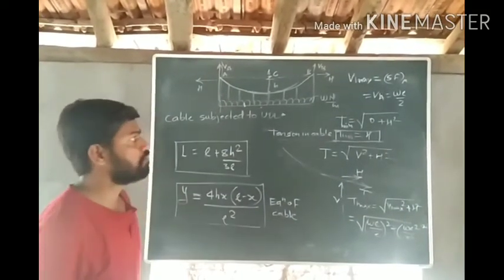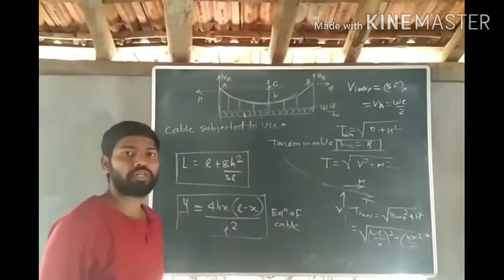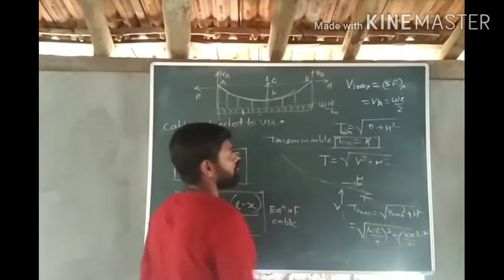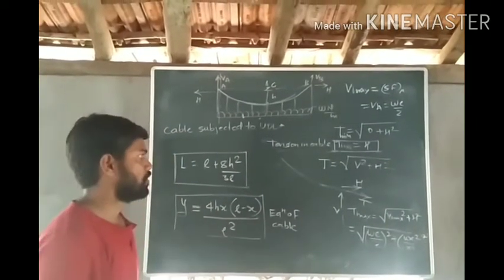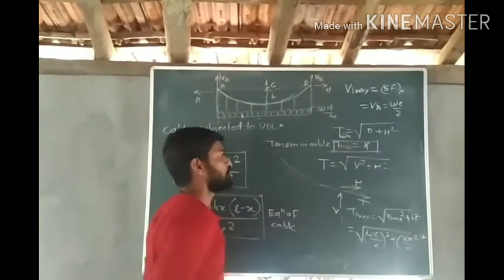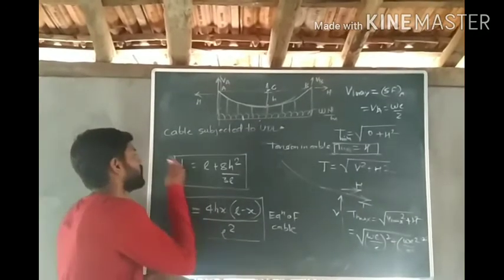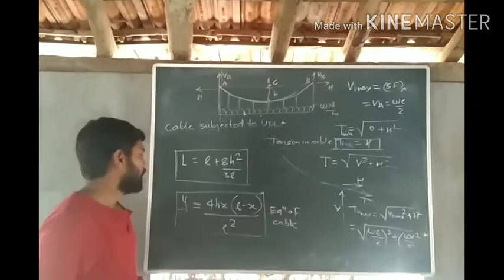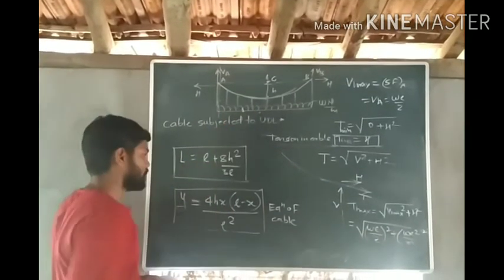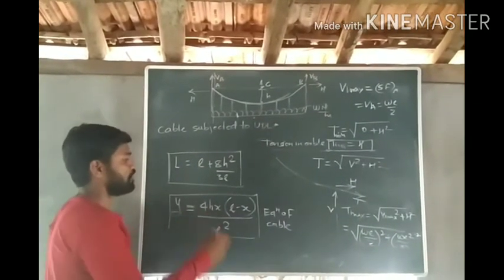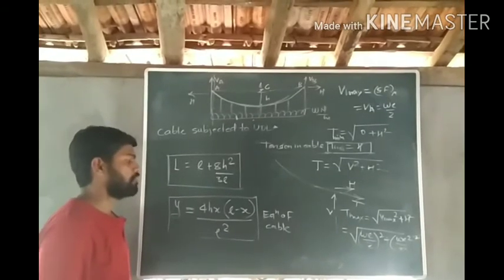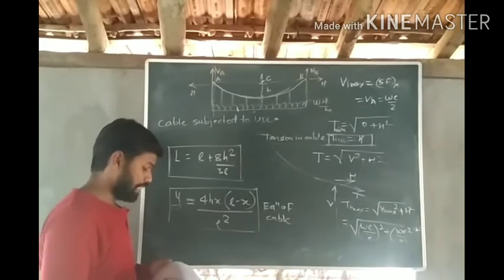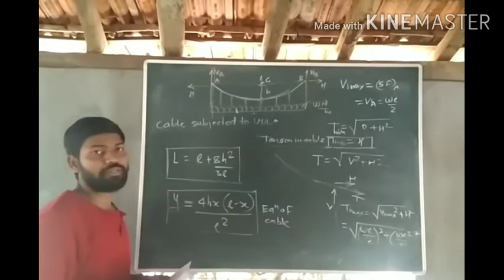So minimum tension will be at the point where shear force is 0. So when the shear force is 0, T minimum will become equal to H. So T minimum is equal to horizontal thrust. Then length of the cable can be calculated as L plus 8h square divided by 3L, and equation of this curve or equation of the cable is equal to 4hx into bracket L minus x divided by L square. So these are the characteristics of the cable when it is subjected to uniformly distributed load.